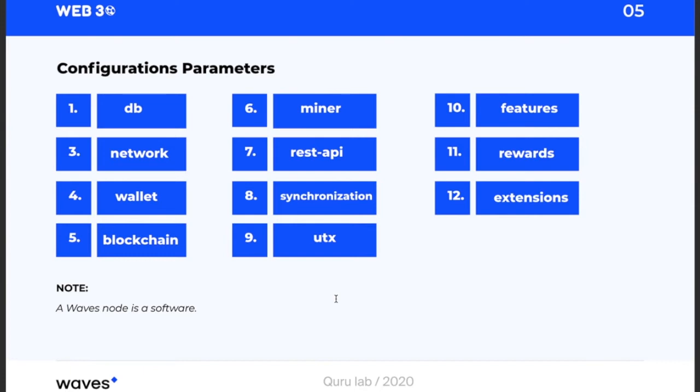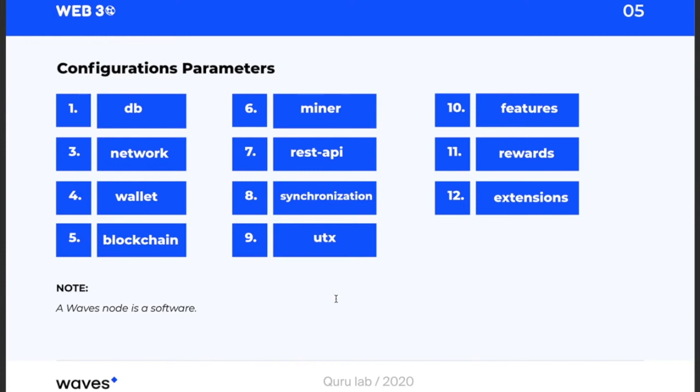But first, we'll be looking at the DB parameter and how it affects the operation of the Waves node. The DB parameter is what is used to determine which files to save. In a way, it helps to control the size of the node. It helps to determine the files to keep and the files not to keep, to ensure that space is saved on the Waves node.